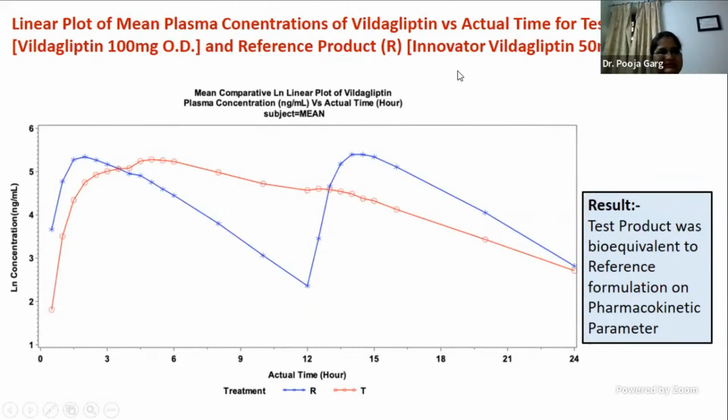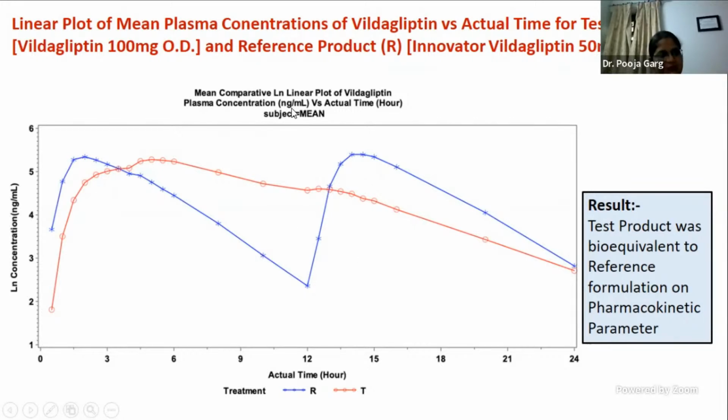So talking about the Vildamac-DAPA combination, Vildamac-DP, so talking about the combination of Vildagliptin 100 once daily preparation and reference product, that is innovator Vildagliptin. Talking of efficacy comparison of both the Vildagliptins, that is 100 milligram once daily, the Vildamac, and innovator brand Vildagliptin 50 mg twice daily. So this is Vildamac 100 in pink. We can see here the concentration. The test product was bioequivalent to reference formulation, that is in blue. This is an innovator brand given twice daily.